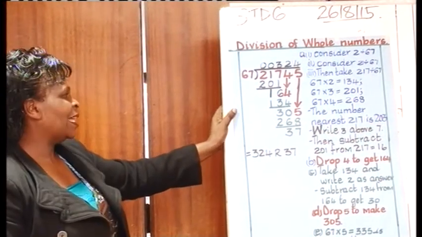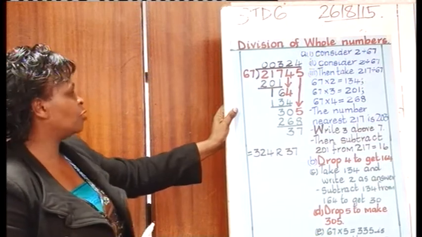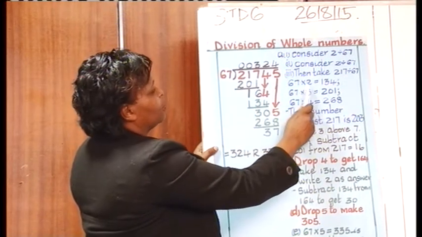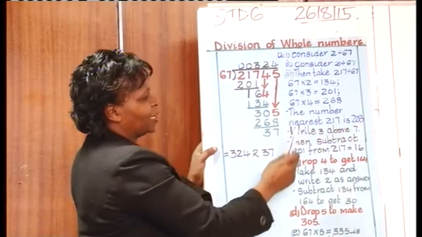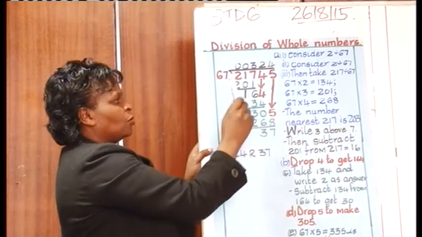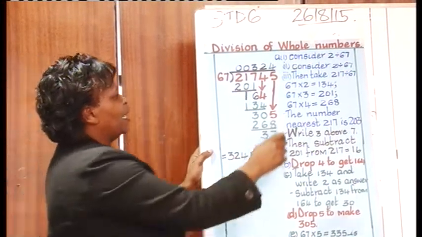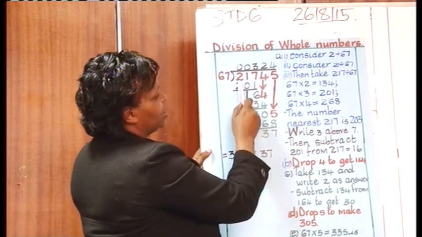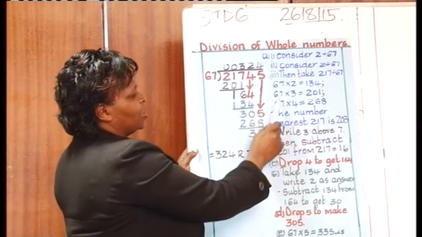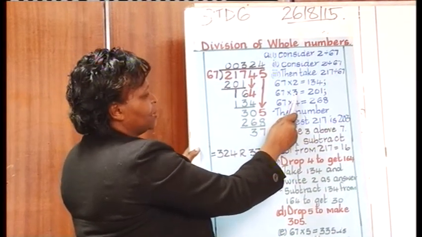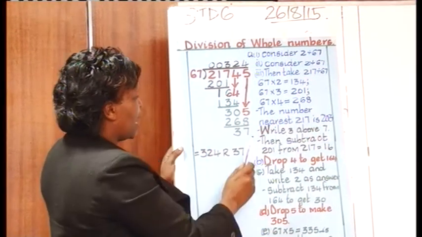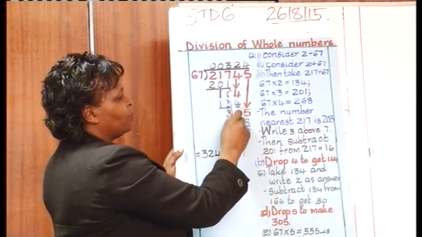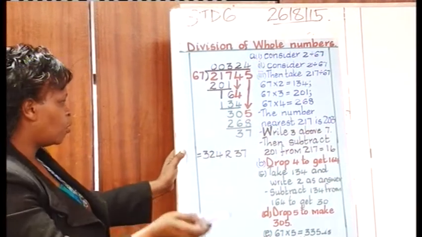For me to get the answer, this is where I'll now do the multiplication we were doing yesterday, whereby you get 67 and multiply by 2, just to get a rough estimate of what number can go into 217. Now, 134 is a very small number considering 217. So I get 67 times 3, it's 201. I can take it, but it's also good to go to the next number and see whether it will be a very big number or not.